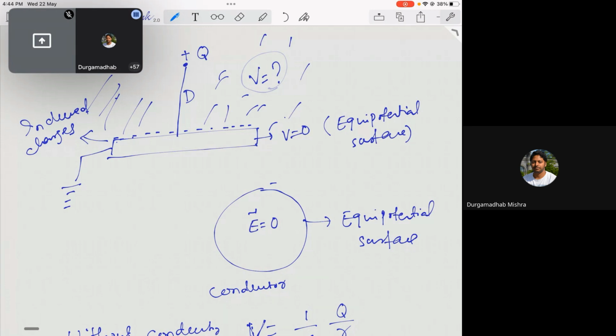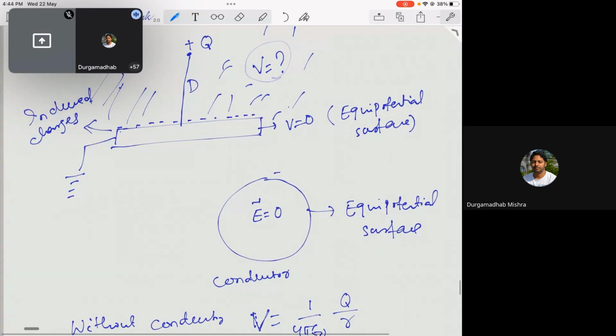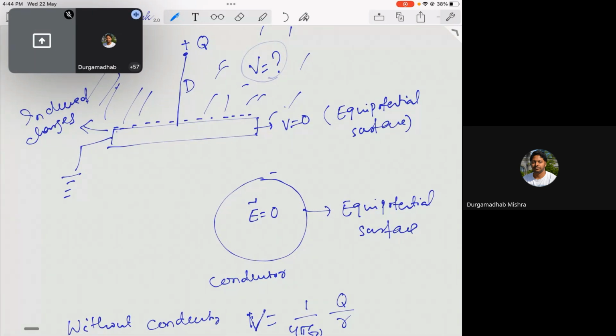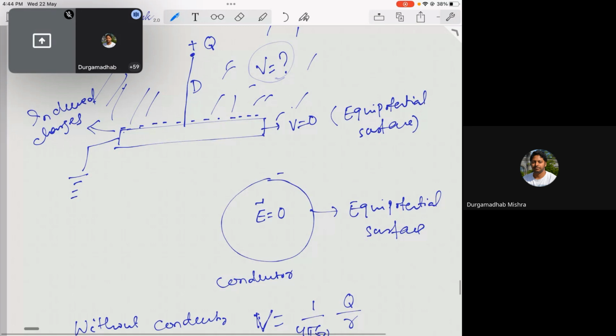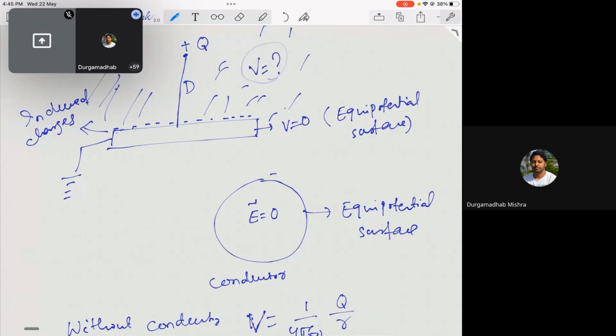So there is another way, which works really wonderfully. Instead of solving this particular problem directly, in order to solve Laplace's equation, for example, you need to know the boundary condition. So what is the boundary condition here?